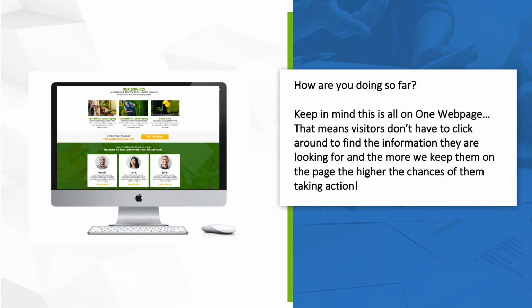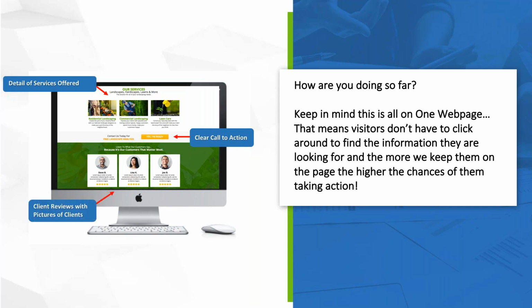You've got to put them in front of what they're looking for. So then you have the detail of your services offered, with imagery and a clear call to action. What you'll notice is that everywhere they are on the page, whether on mobile or on a computer, a call to action is there. We don't want them to have to scroll up or down in order to take action and get in touch with us. Then client reviews with pictures of clients.